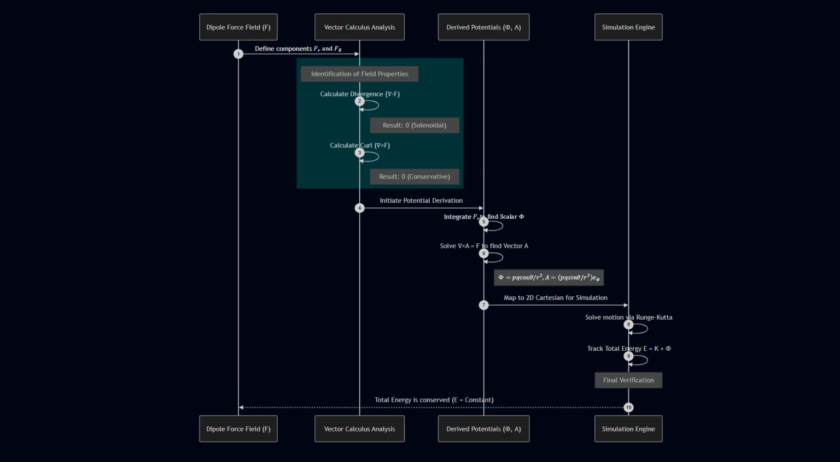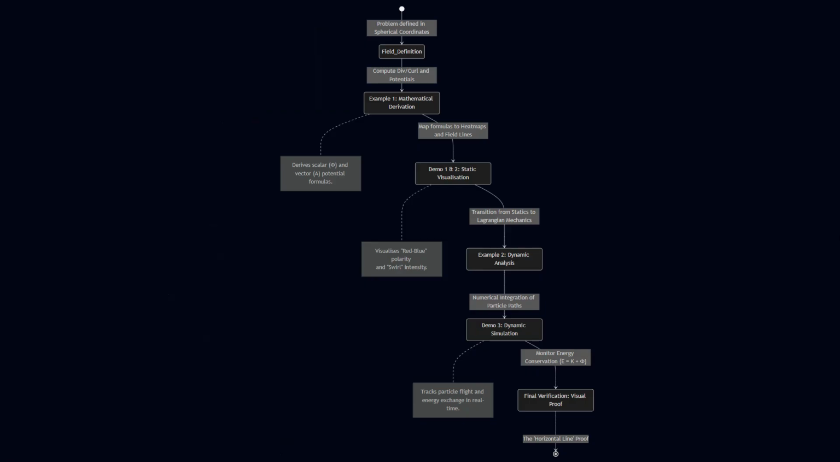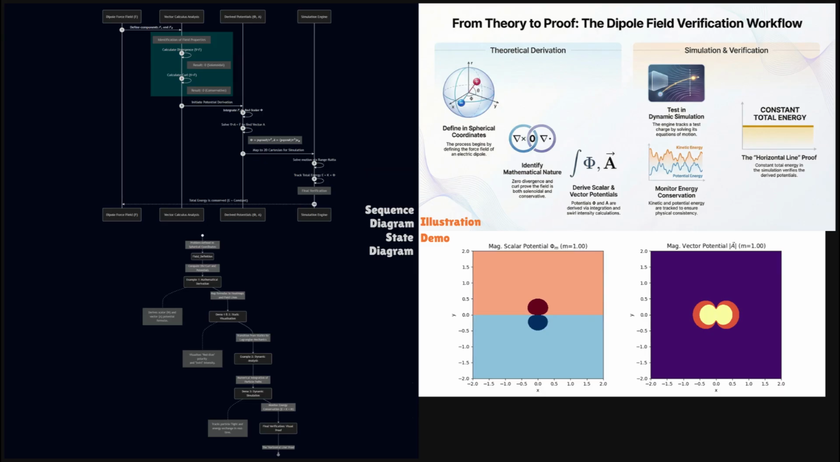It highlights that the goal isn't just to solve an equation, but to achieve a visual proof, where a particle's flight demonstrates perfectly constant total energy. The unified goal. The horizontal line proof.